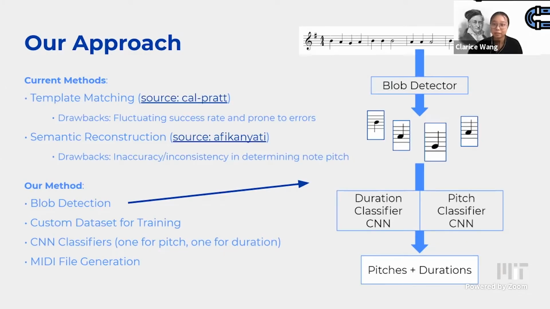Well, we started off with some research and we found that current methods of sheet music reading employ purely algorithmic approaches such as template matching and semantic reconstruction. However, upon testing those approaches, we discovered their inaccuracies and inconsistencies. That brings me to our approach of 1, using blob detection as illustrated by the diagram on the right, 2, using a custom data set for training, 3, using 2 convolutional neural networks for classifying, and finally 4, a MIDI file generation method to play our detected notes.